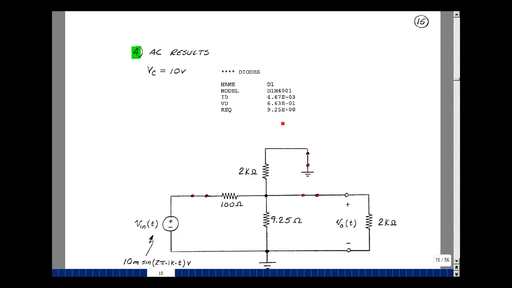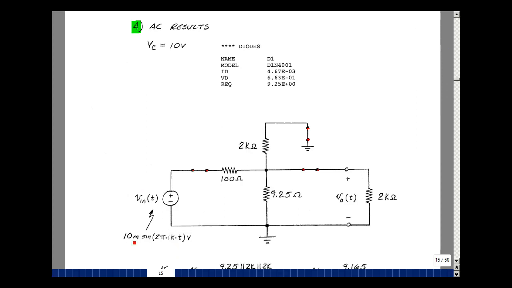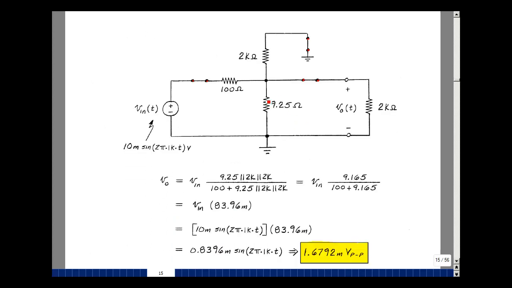Go back to our original schematic and we replace every component by its AC model. Here's my AC source, my resistors that were here, and now my equivalent resistance of the diode, and my capacitors look like very low impedances, basically short circuits. And again, I've got a voltage divider to analyze. I only have 9.25 ohms here in parallel with 2K and 2K, and that's a little bit smaller than 9.25. It's 9.165. That gives me a voltage divider with Vn of 83.96 milli.